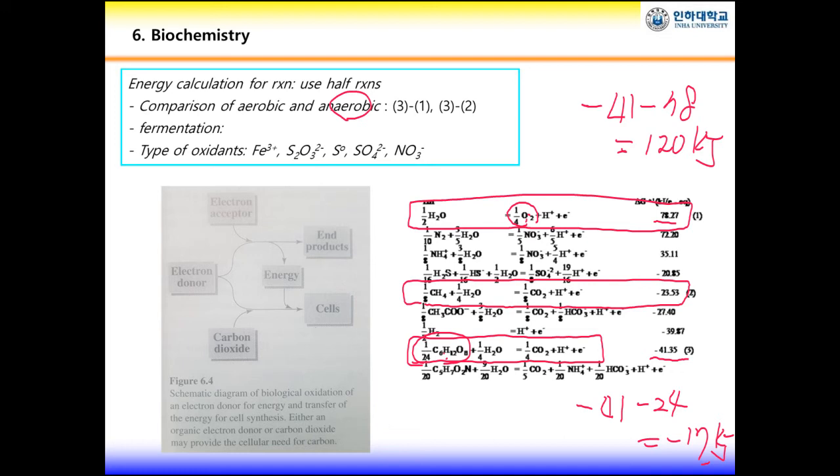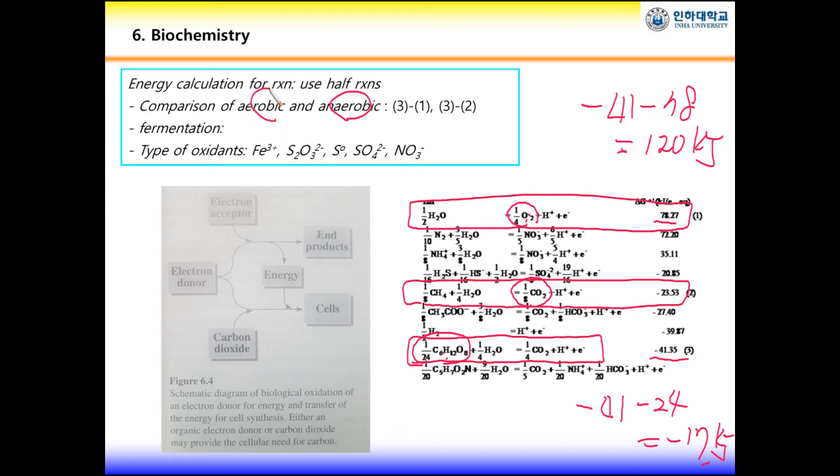On the other hand, if carbon dioxide is the electron acceptor and this carbon dioxide is reduced to methane, the energy available is only 17. So it's about 15% or less than that is available for the aerobic case.